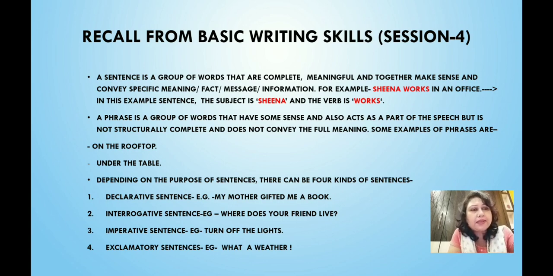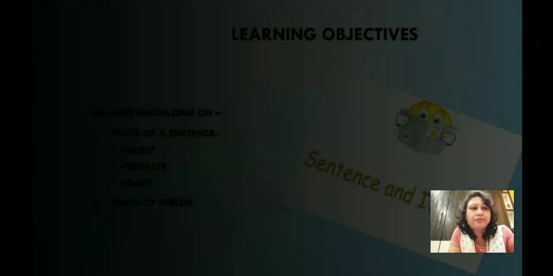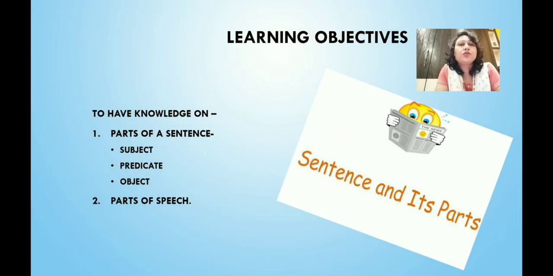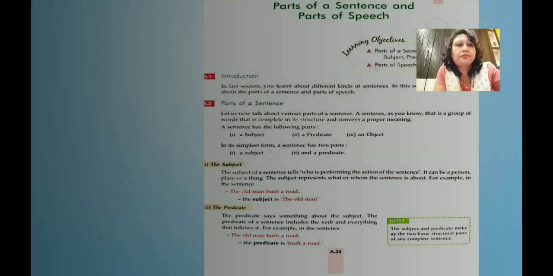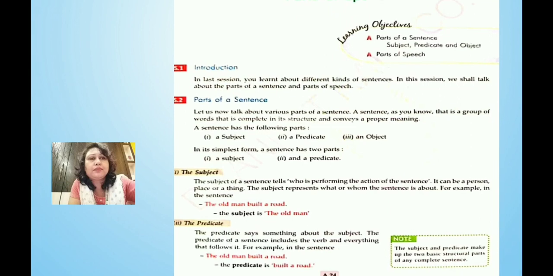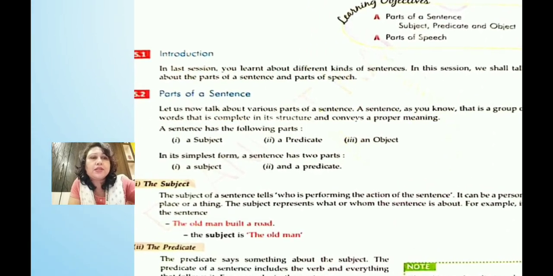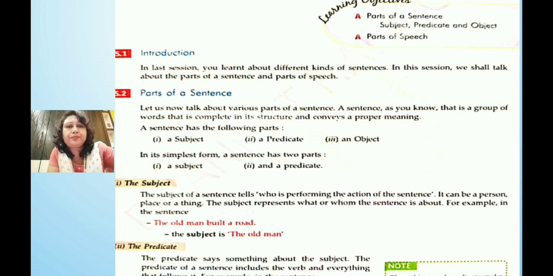So now let's come to today's session. The learning objectives of today's class will be, we'll have knowledge on parts of a sentence, that is subject, predicate and the object, and parts of speech. So let's start with the introduction. In the last session we learned about different kinds of sentences. Now we will talk about the parts of sentence and parts of speech. So first is parts of sentence.